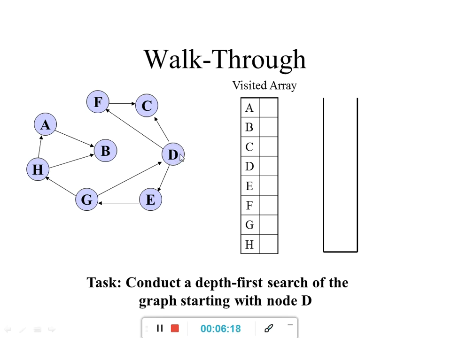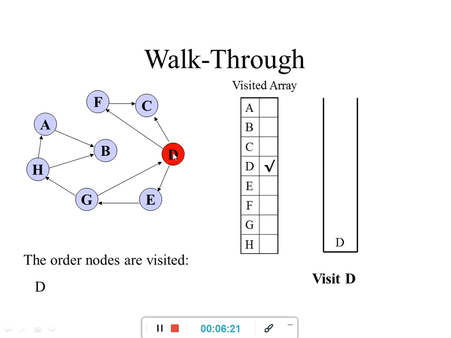So I am choosing D as my arbitrary node. We need to push D into the stack, and we have to mark D. So the order of nodes visited is D. First we have visited D. The second step: the topmost element of the stack is D, so we have to find the adjacent nodes of D. As already said, the adjacent nodes of D are C, E, F. In alphabetical order, we have to choose C. That means we need to push C into the stack and mark it as visited.